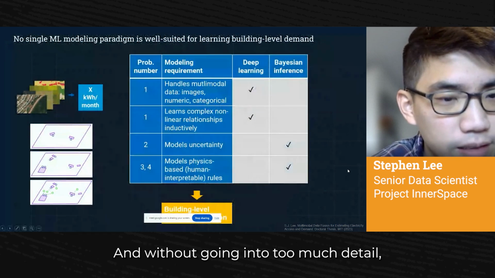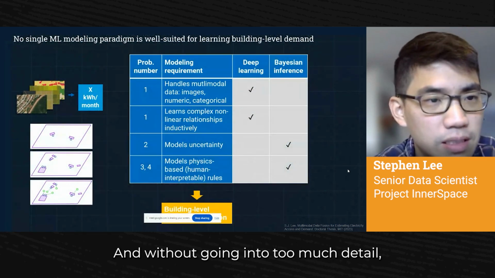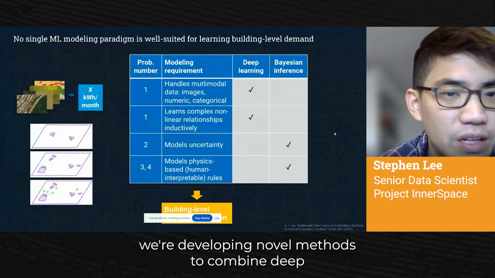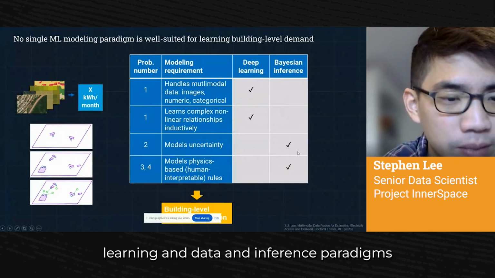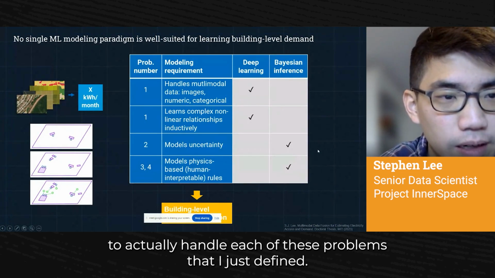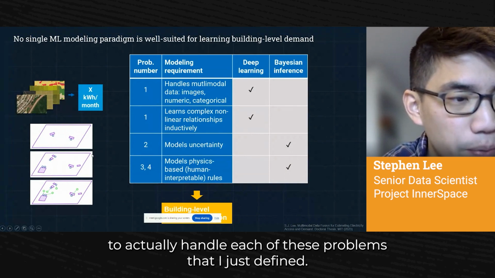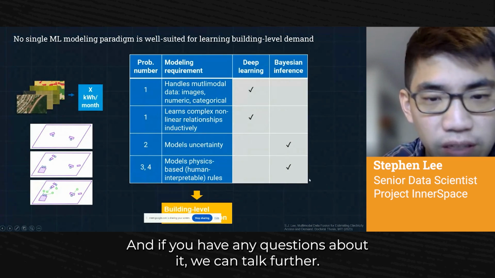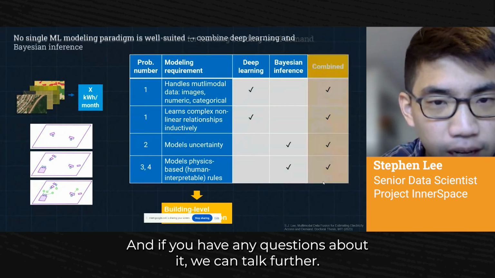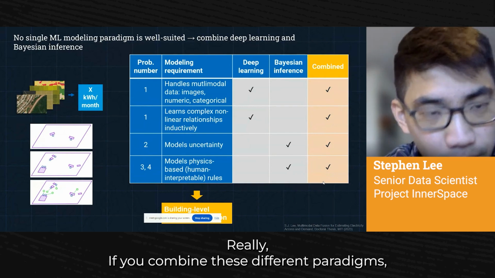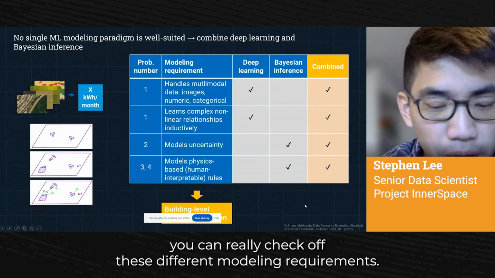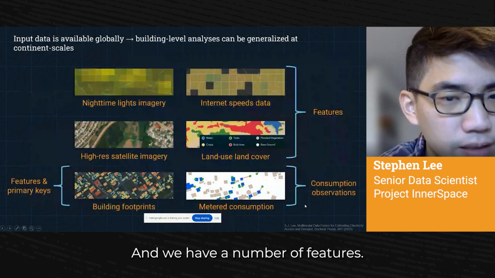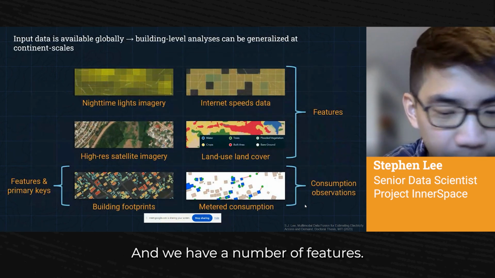And without going into too much detail, we're developing novel methods to combine deep learning and Bayesian inference paradigms to actually handle each of these problems that I just defined. And if you have any questions about it, we can talk further. Really, if you combine these different paradigms, you can check off these different modeling requirements. And we have a number of features.